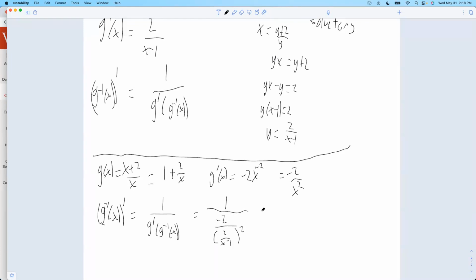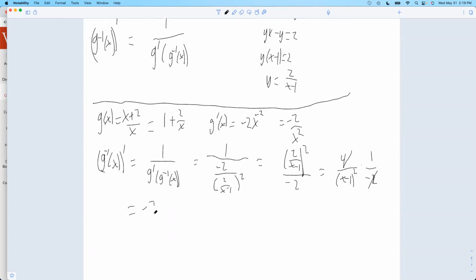All right, so we're going to do some keep, change, flip. So this would be 2 over x minus 1 squared over -2, which would be 4 over x minus 1 squared times -1/2. And we get -2 over x minus 1 squared. That's using the inverse theorem.